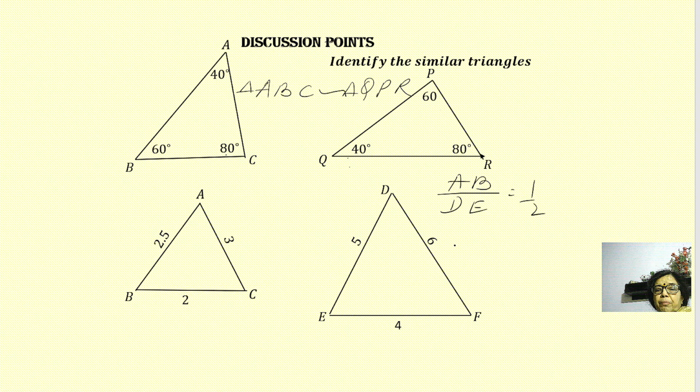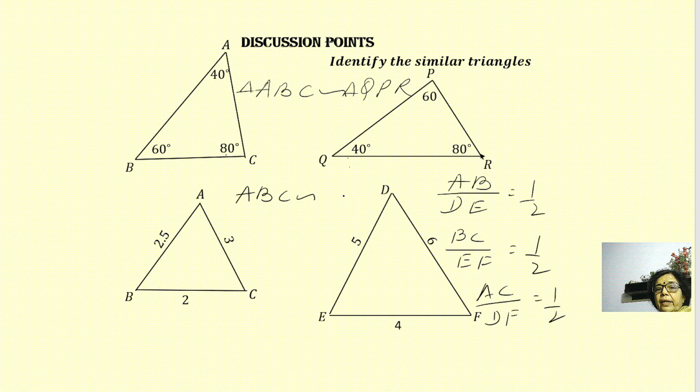If I take the ratio of BC by EF, that also gives me half. If I take the ratio of AC by DF, that also gives me half. So all the three ratios are equal to half. That means they form a proportion. All the three sides, the ratio of the three sides form a proportion. That means triangle ABC is similar to triangle DEF. These two triangles are similar over here. So this was application of SSS. This was application of AAA.